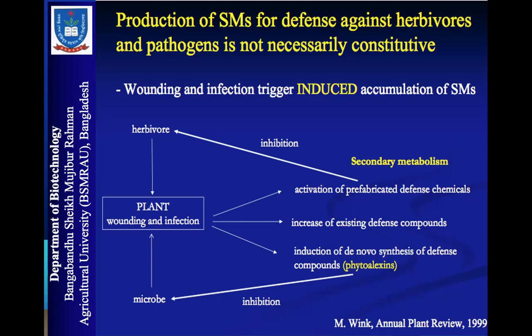So if somehow you can induce plants to produce phytoalexins, it is like a vaccine. For example, in our case, we are going to have the COVID-19 vaccine.